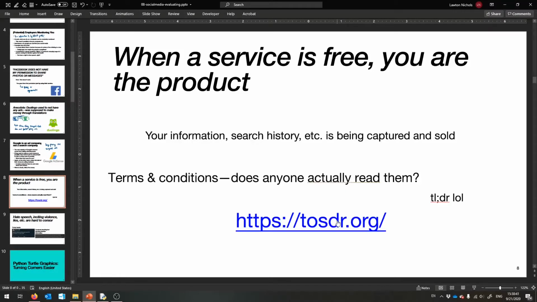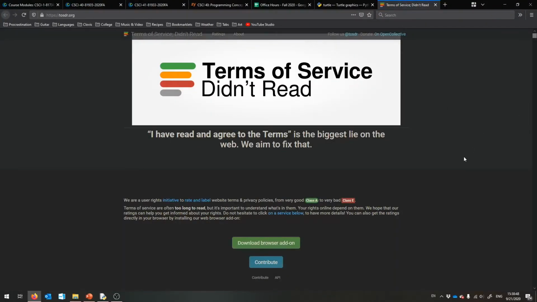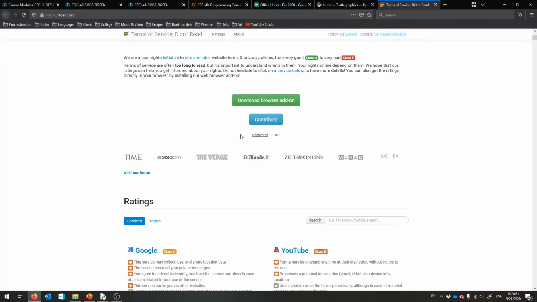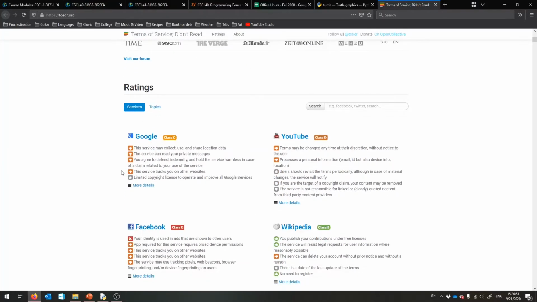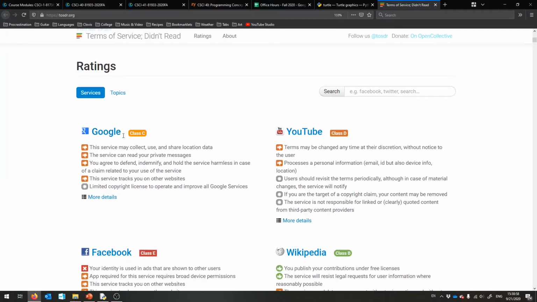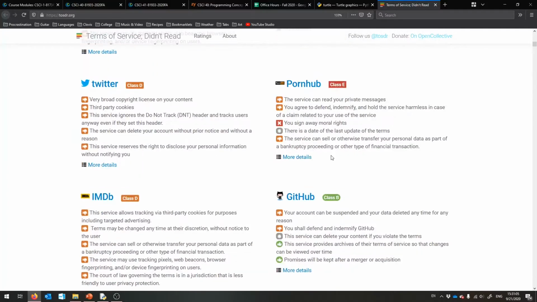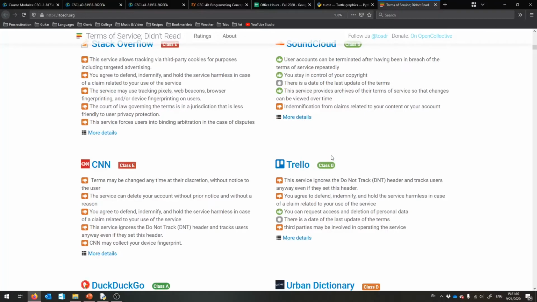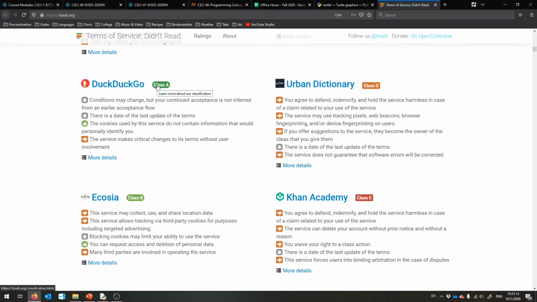Let's go to this website. TOSDR.org. It stands for Terms of Service Didn't Read. I'm going to make this whiter. So they have a bunch of different websites, and these nice people went through and categorized them into classes like Class C, Class D, Class E, and the lower down in the alphabet you are, the worse you are. There are some that are Class A, like DuckDuckGo, a search engine that is really good about your privacy.